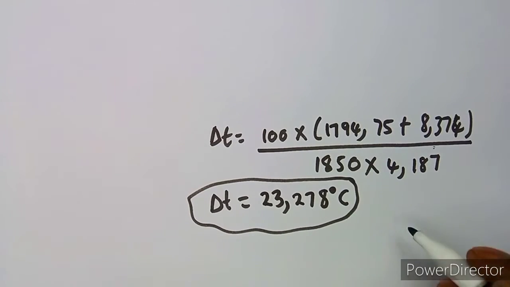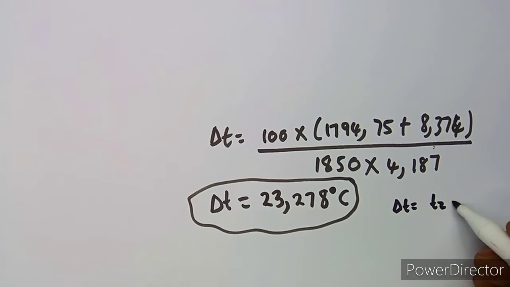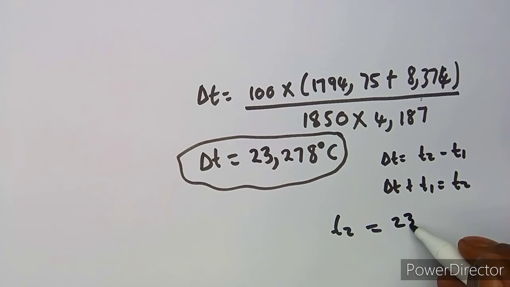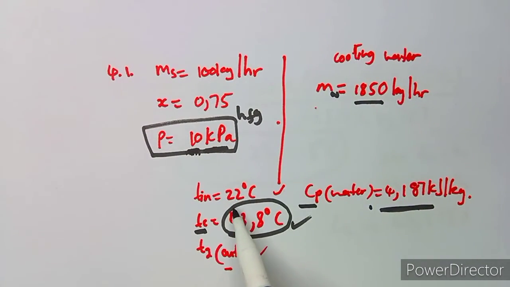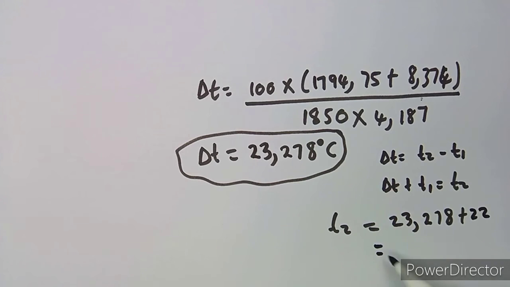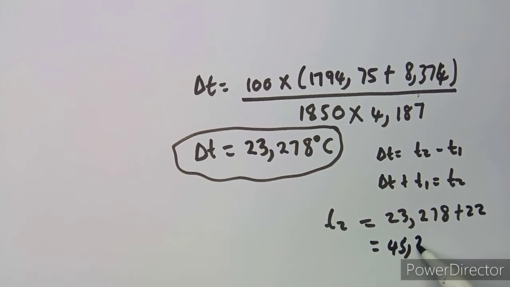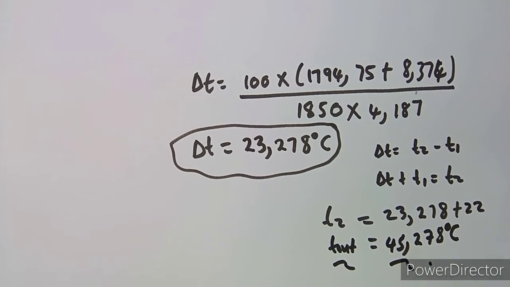Since change in temperature is T2 minus T1, that means T2 is change in temperature plus T1. So your T2 is going to be this change in temperature, 23.278, plus T1. Our T1 is the T in, which is 22 here. If we add these two, we obtain something like 45.278 degrees Celsius. So this is your T out. That's all you needed, guys.